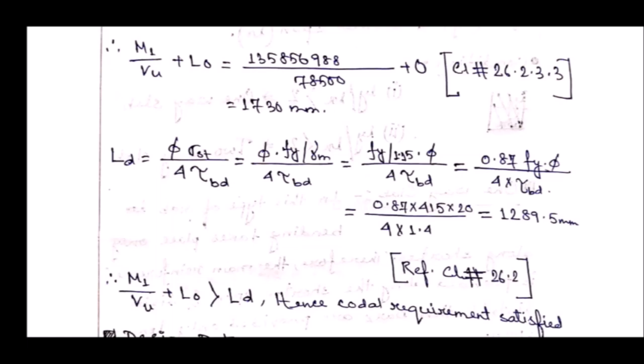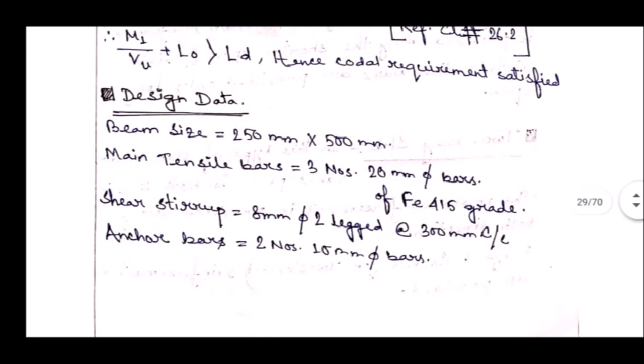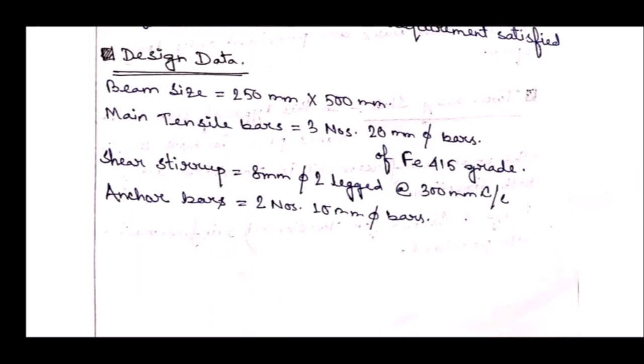So the design is complete. Now we have to write out the design data we get from this design after all checking is completed. Here is the design data. The size of the beam is 250 mm by 500 mm. Main tensile bars are 3 numbers of 20 mm diameter bars of Fe 415 grade steel. Shear reinforcement, that means stirrup, is 8 mm diameter, 2 leg stirrup at 300 mm center to center. And for anchor bars, we may provide 2 numbers of 10 mm diameter bars. So this is the design data.